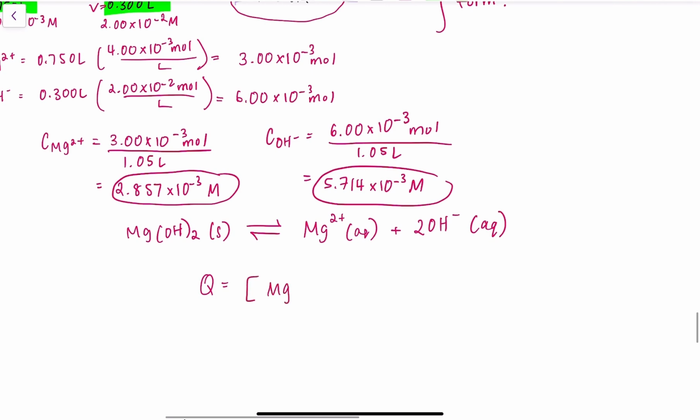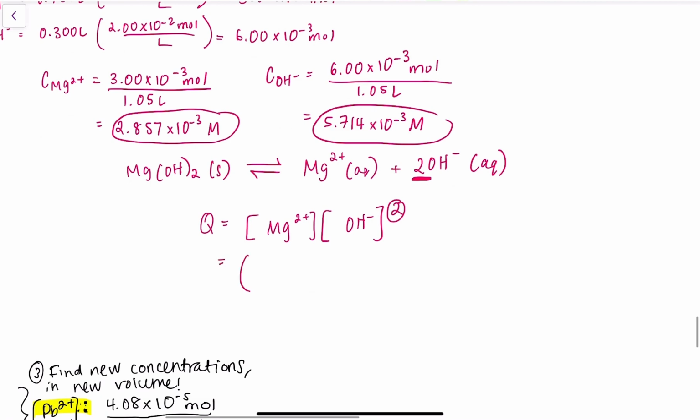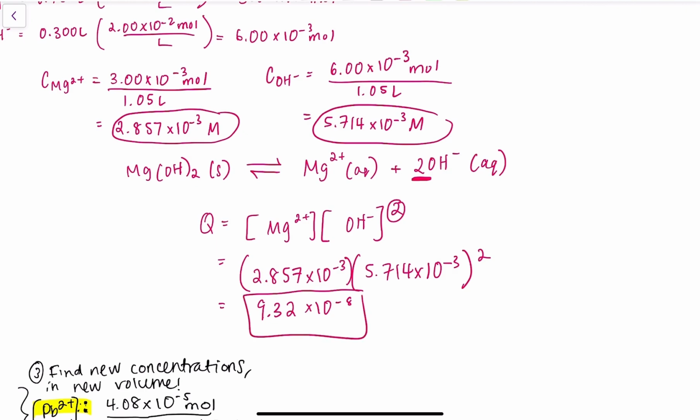And we have magnesium concentration times the concentration of hydroxide raised to the power of 2. Remember, because you are taking your concentration of that ion and raising it to the power of the coefficient. So magnesium is 2.857 times 10 to the negative 3 times 5.714 times 10 to the negative 3 to the power of 2, and you should get 9.32 times 10 to the negative 8. And this is your Q value.